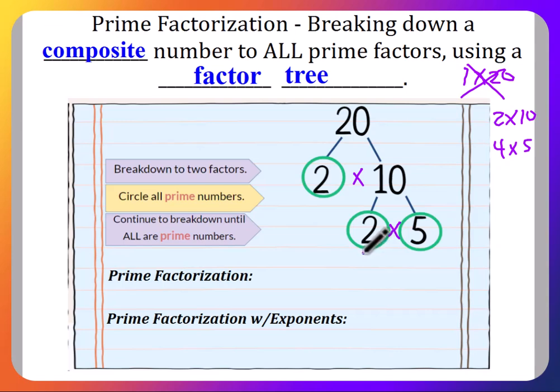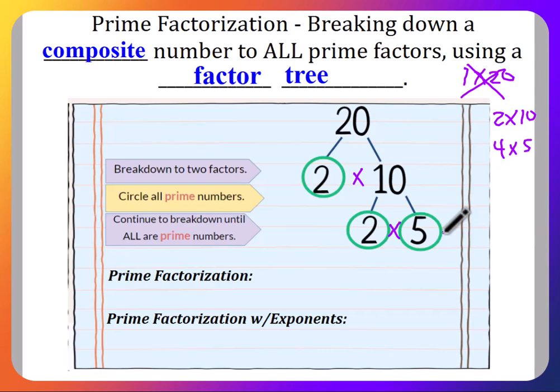The 2 we just said was prime, you circle it. 5 is also prime, you circle it. So now at the end of each branch, we have a circled prime number. So we're done with our prime factorization. And now we're going to write our circled prime numbers as repeated multiplication.